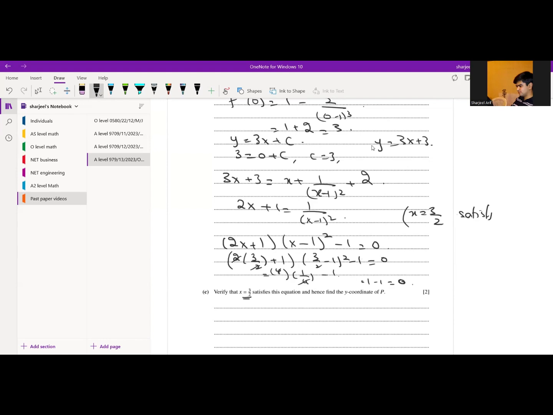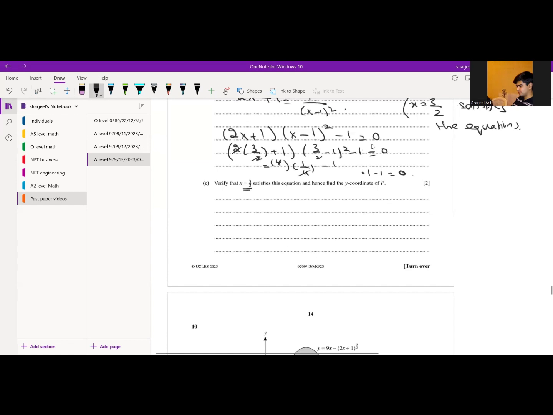Satisfies the equation. This question is linked with part B as well, so you can look at the whole question before solving it. So in part B, we have to verify that x is equal to 3 by 2 satisfies the equation, and hence find the y coordinate of P.